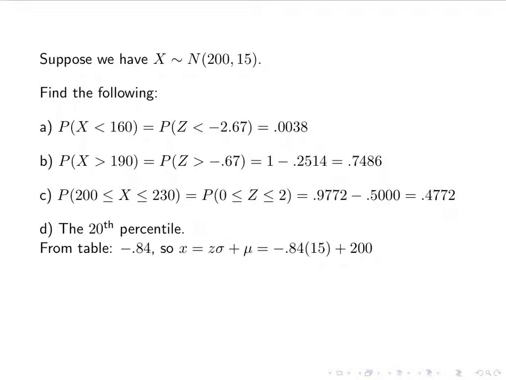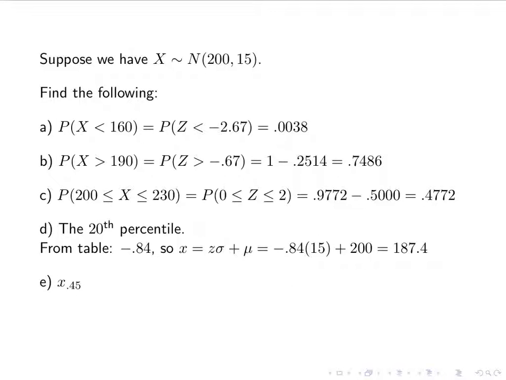I know z, I know sigma, I know mu, so I plug them all in, and I get 187.4. Remember, the 20th percentile has to be smaller than the mean, so my answer at least makes sense. It's smaller than the 200.